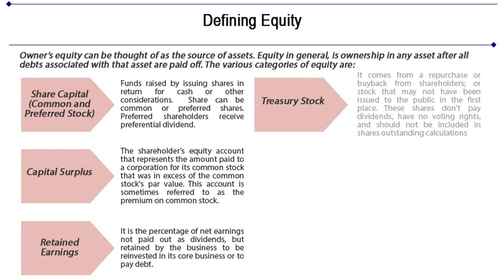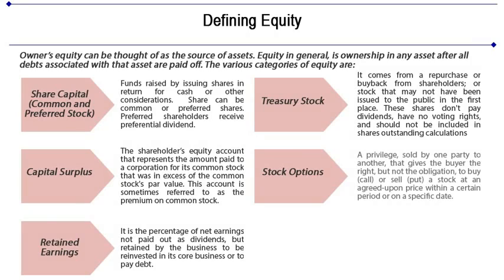Treasury stock. It comes from a repurchase or buyback from shareholders of stocks that may have been issued to the public in the first place. When shares are repurchased, they may either be cancelled or held for reissue. If not cancelled, the shares are referred to as treasury shares. Technically, a repurchased share is a company's own share that has been bought back after having been issued and fully paid. These shares don't pay dividends, they have no voting rights, and should not be included in the shares outstanding calculations because technically a company cannot own its own shares.